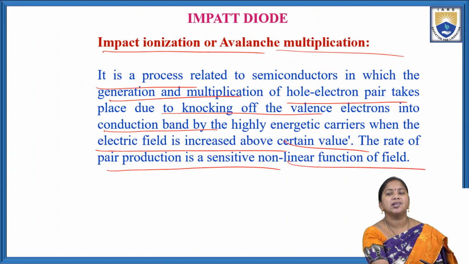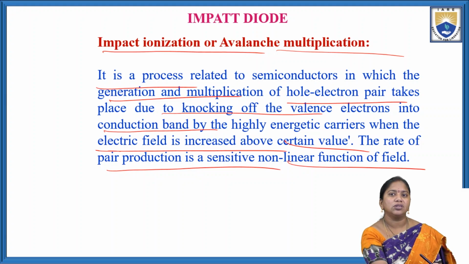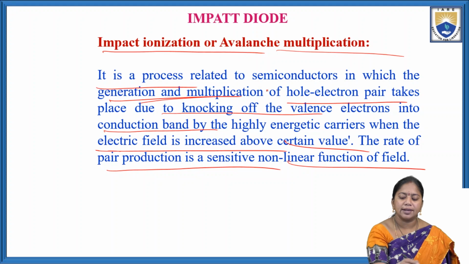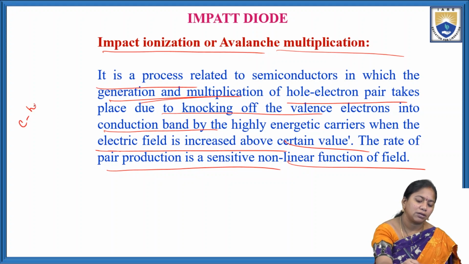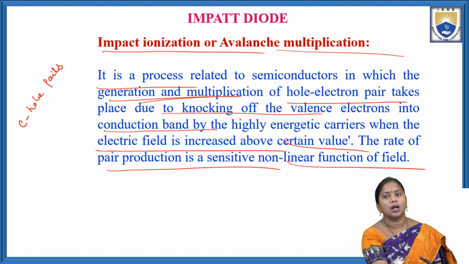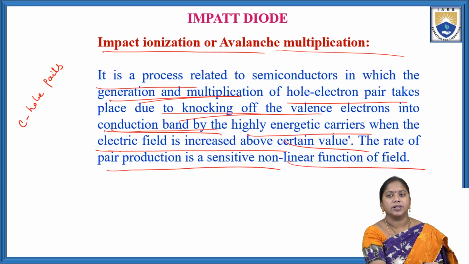Impact ionization or avalanche multiplication is a process related to semiconductors. Here, the generation and multiplication of electron hole pairs are produced due to the knocking of electrons in the valence band into the conduction band by highly energetic carriers when the electric field is above a certain value.